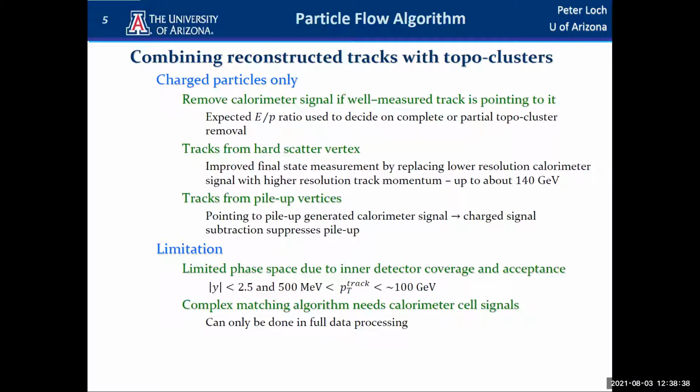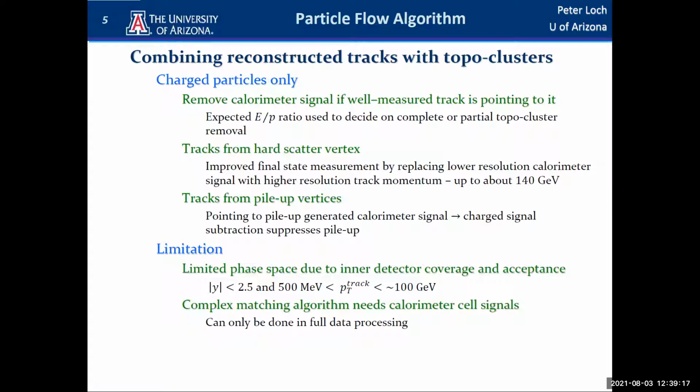But it has the advantage that we can actually find the signal coming from the hard scatter and not from pileup. On the other hand, we can use the tracks from pileup vertices or the other vertices, which point to pileup-generated calorimeter signal, topo clusters, and then can remove these clusters. So we can use the tracks to remove pileup from the calorimeter. There's a clear limitation that we have only tracking up to rapidities of 2.5. And the range of tracks that are useful for this exercise is 500 MeV up to roughly 100 GeV or so.